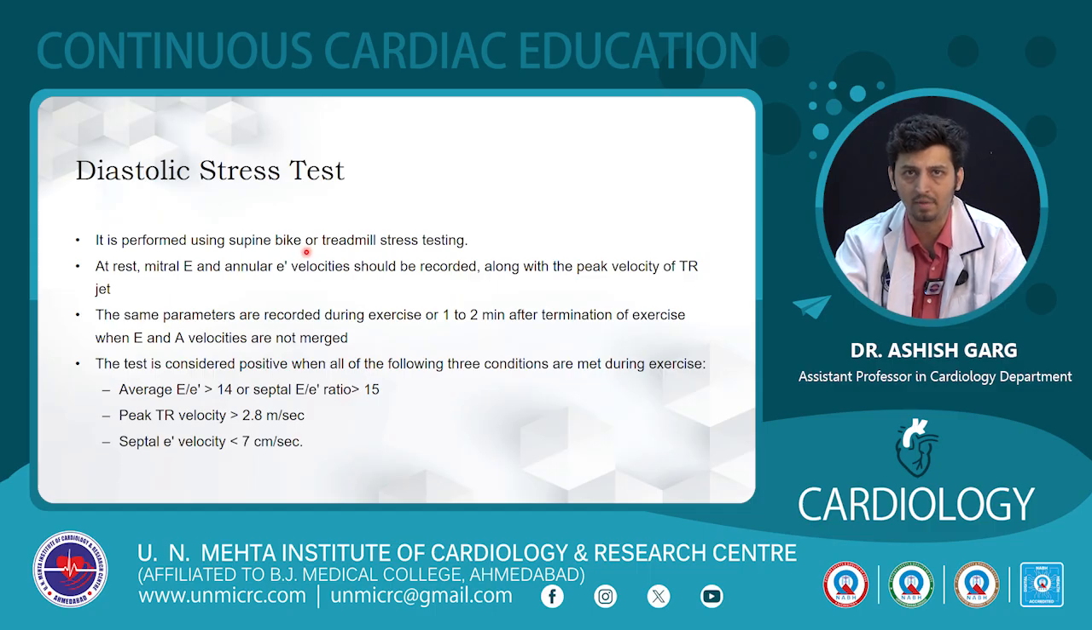You can use a supine bike, or you can use a bike or a treadmill for exercise stress. At rest, the mitral E and annular E prime velocities are recorded along with the peak velocity of the TR jet, and the same parameters are then recorded during the exercise or 2 minutes after termination of exercise, when E and A velocities are not merged, because E and A velocities may merge when the patient develops sinus tachycardia. The test is considered positive when the average E by E prime is more than 14, when the peak TR velocity is more than 2.8 meters per second, or the septal E prime velocity decreases.